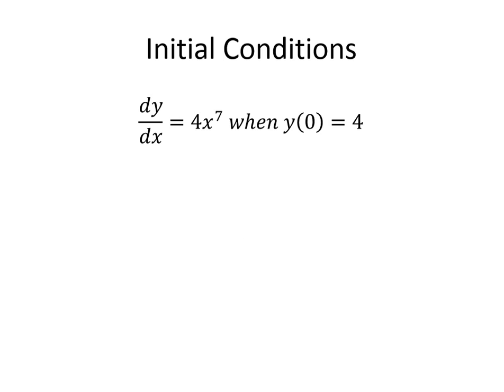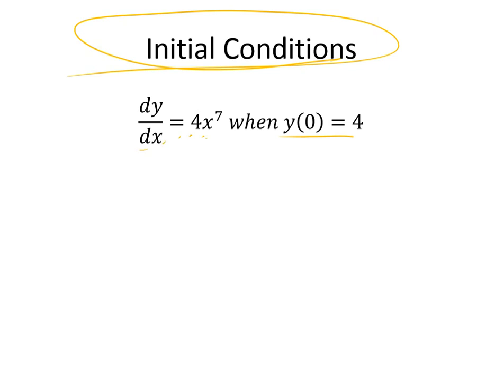So, initial conditions. This is where you will not have the plus c. If you're given a function, the antiderivative of it is something plus c, and the initial condition gets rid of that c. It changes it into a number. So we take our antiderivative of this. It would be 4x^(7+1) all over 7+1, which would be 4x^8 all over 8, which reduces down to x^8 over 2 plus c.